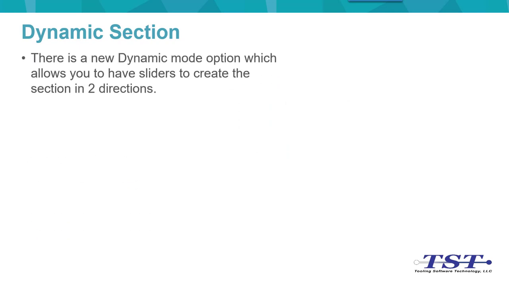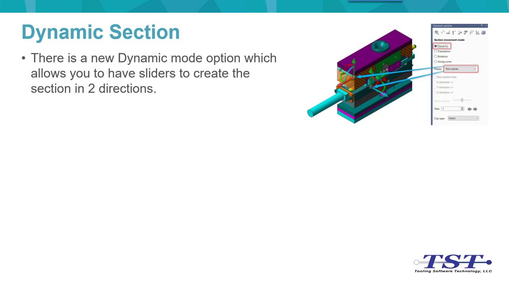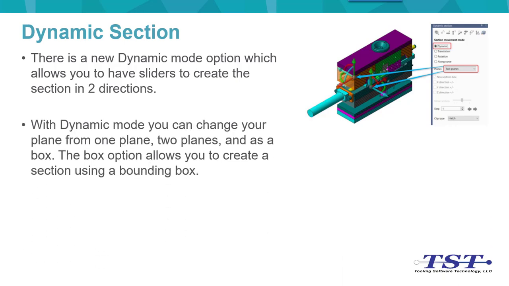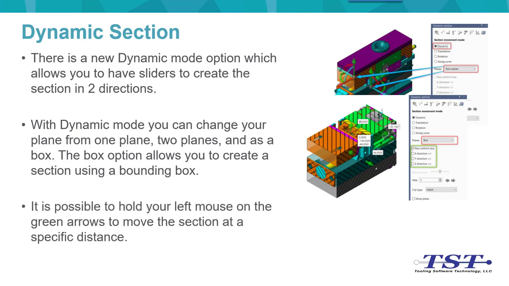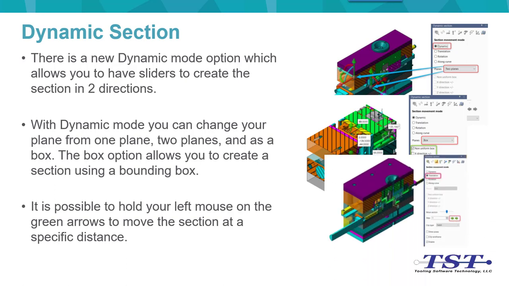And inside of dynamic section, there have been a lot of improvements as well. There's a new option to be able to create a dynamic mode. Within this option, you have 3 new options. You can change this from 1 plane, 2 planes, and you can also do this as a bounding box. When you're creating your section inside a dynamic, you have the ability to create the section as if you were doing it as a bounding box as well. It is possible to hold your left mouse button now on those green arrows and let it toggle through the sections based on your step value as well.